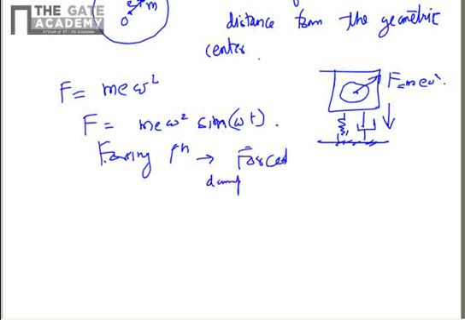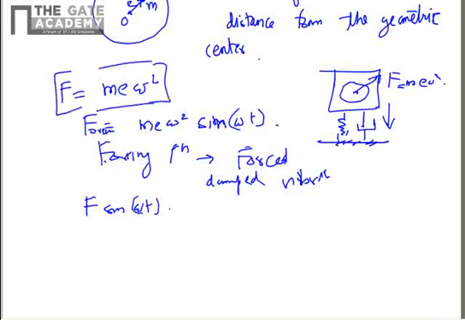So this is similar to the forcing function that we considered in the case of forced damped vibration. In that case, F sine omega t was the forcing function. So the forcing is this much: F is equal to m e omega square in the case of rotating unbalance. This is one particular case of interest.